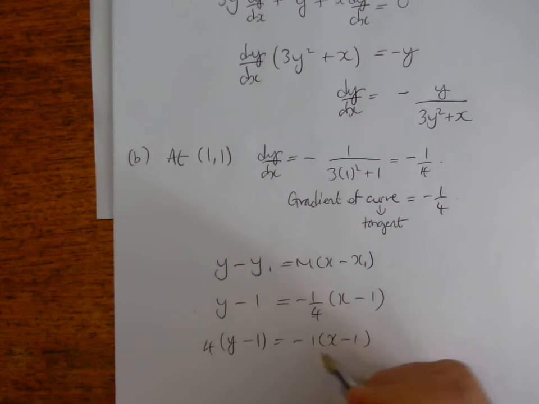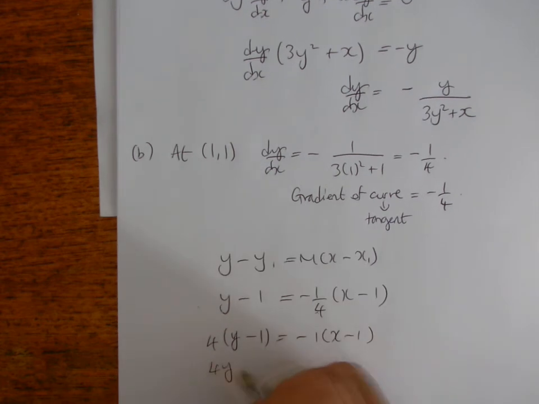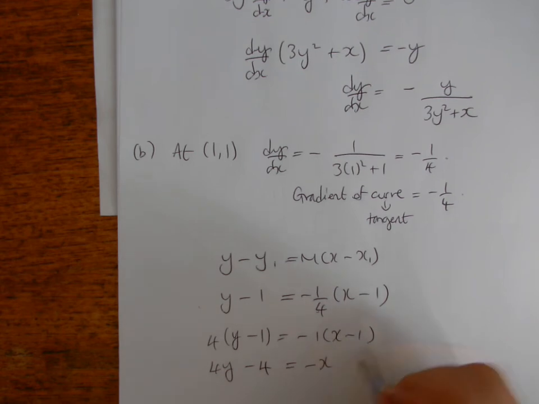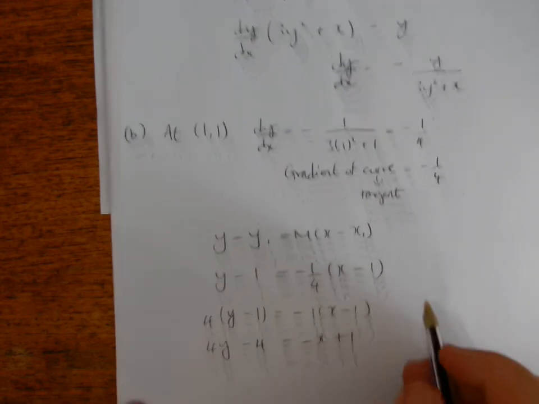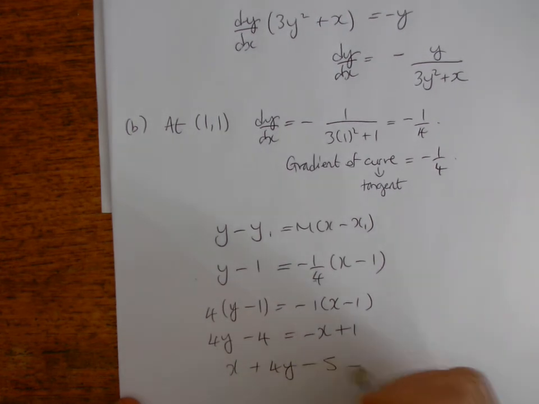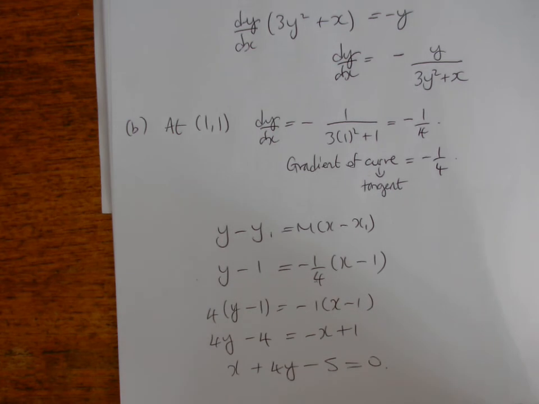Don't forget then you've got minus 1 out here, so you get 4y minus 4, minus 1 times x is minus x, minus 1 times minus 1 is plus 1. So we get x plus 4y minus 5 equals 0. Okay, so there's my equation of the tangent.